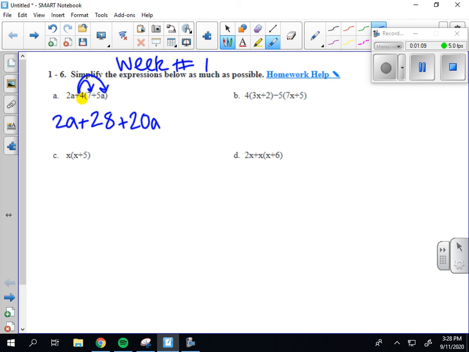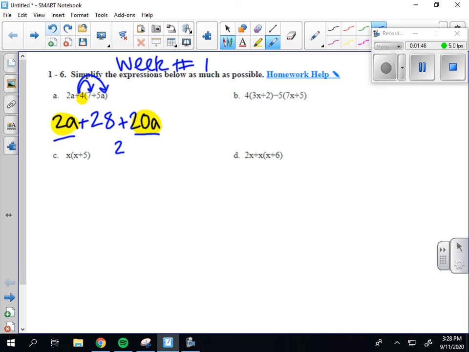And if I look at that, I see two terms that go together, 2a and 20a. Okay? 28 is a number by itself. We call it a constant. So a number and a variable cannot be combined. So 2a and 20a can be combined. And combine is another word for add. So 2a plus 20a is 22a. So 28 plus 22a. And that is our final answer because you cannot combine a number with a variable.